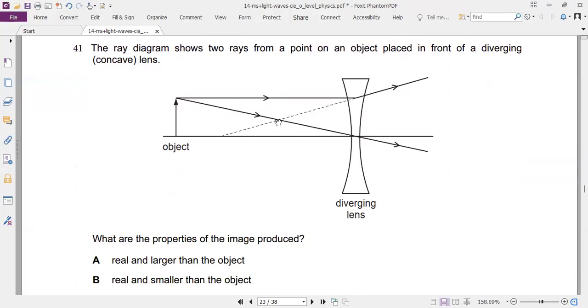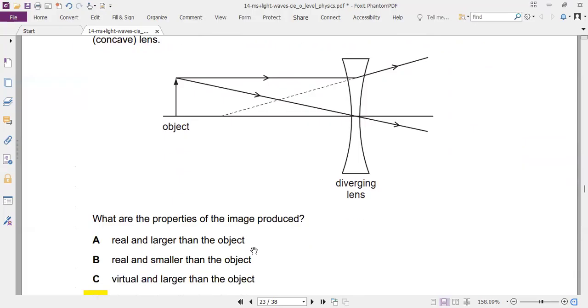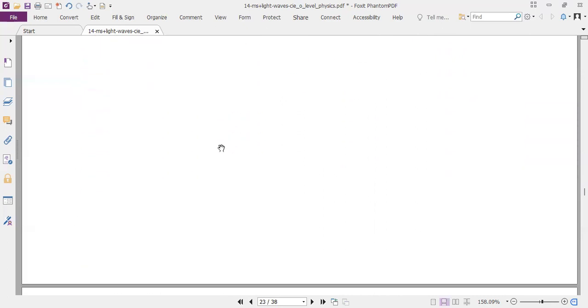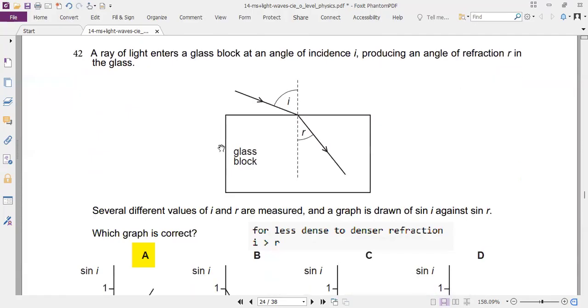Properties of the image: it has to be a virtual image, because a diverging lens always produces virtual images. And look at this, the object and image will be here. So the image will be smaller than the object. Question 42.